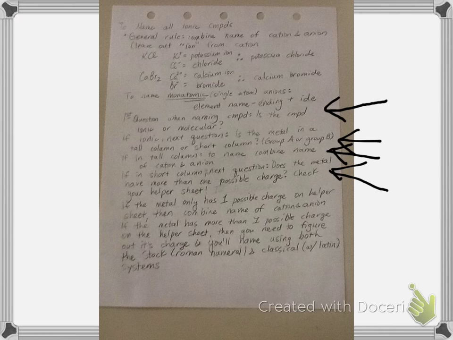Because when an element is in the short column on the periodic table, some of those transition metal elements have more than one possible charge, which means to communicate clearly with the people we're communicating with, other chemists, our classmates, your teacher in this case, you need to know whether that metal has more than one possible charge. So if it's a short column, then we just go right back up here to the really simple, I'm going to combine the name of the cation and the anion. When we're in a short column, we keep going this way.